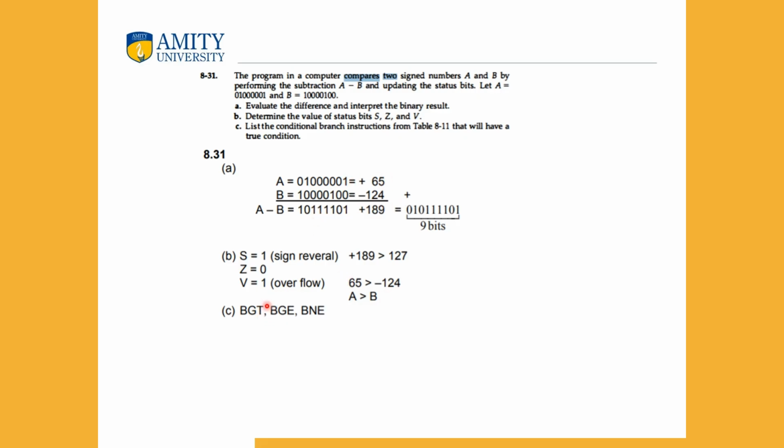Then branch if greater than or equal to, because A is greater than B, so the greater than or equal to statement will also be satisfied. And finally we have the branching when A and B are not equal. So when branching on not equal, A is not equal to B, hence these 3 conditions will be satisfied.